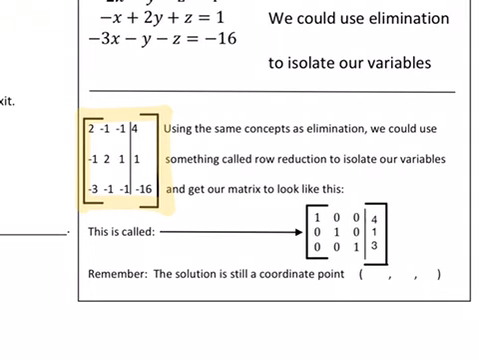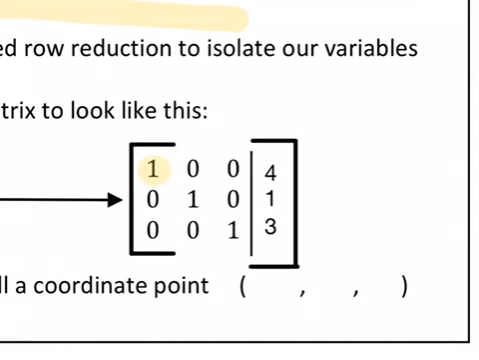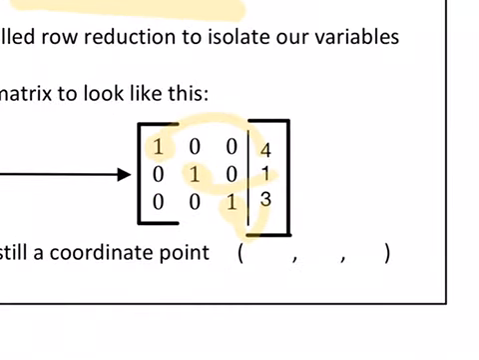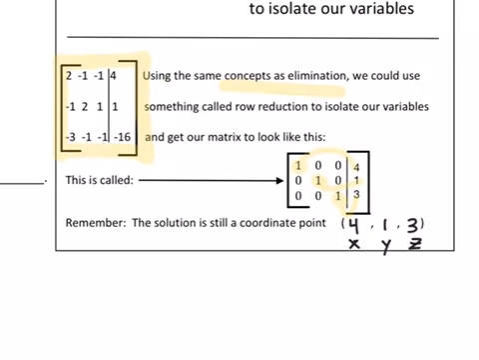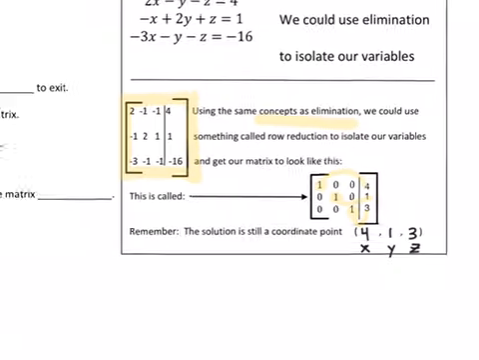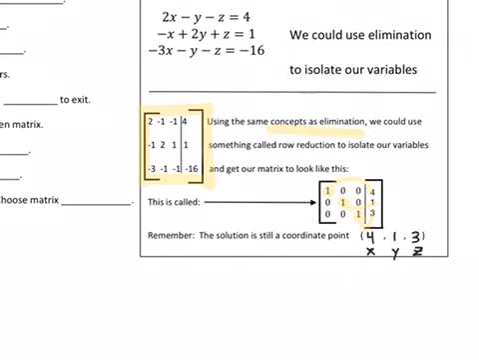And what your calculator is doing is it's doing the same steps that we did by hand, such as elimination or substitution. And your solution is going to end up looking like this. And this stands for 1x is equal to 4. 1y is equal to 1. 1z is equal to 3. So the answer to this system of equations would be 4, 1, 3, representing the x, the y, and the z. All right, we're going to learn the process of asking our calculator to solve matrices for us.